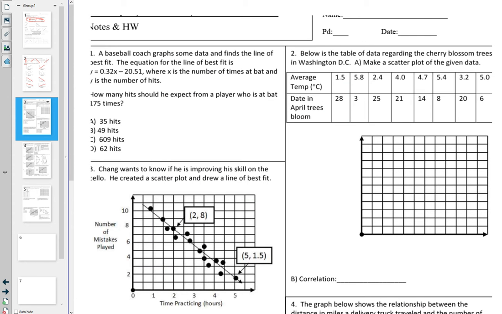A baseball coach graphs some data and finds the line of best fit. Makes life easier when they already write it for you. Looks like the Y got cut off. X is the number of times up to bat and Y is the number of hits. If I want to know how many hits, which variable are we solving for? Y. That makes life easier because that's the one that's isolated. So you would put Y is equal to 0.32 times 175 minus 20.51.